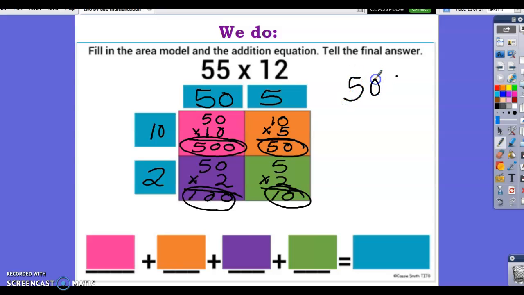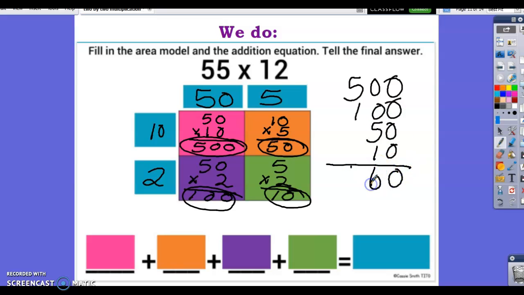You should have 500. You should have 100. You should have a 5 and a 10. Then when you add them up, you should end up with 660. Again, those were 500, 150, 110.